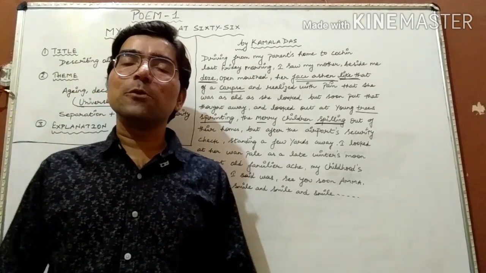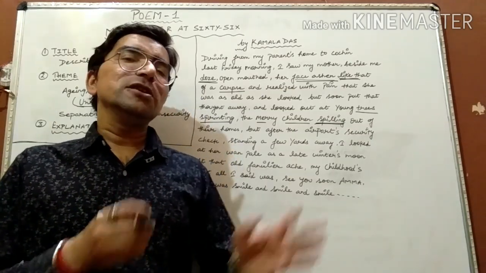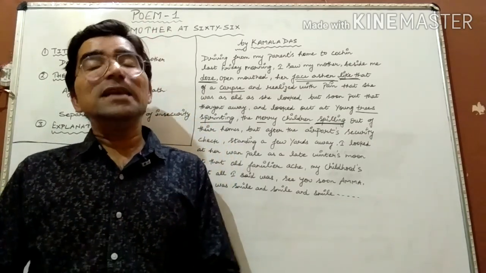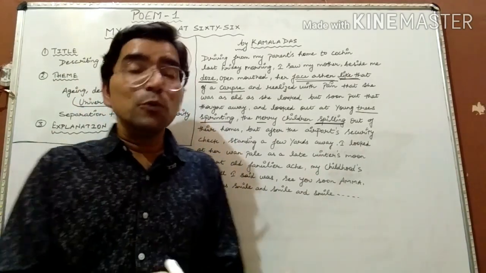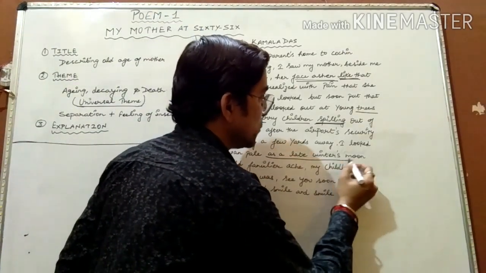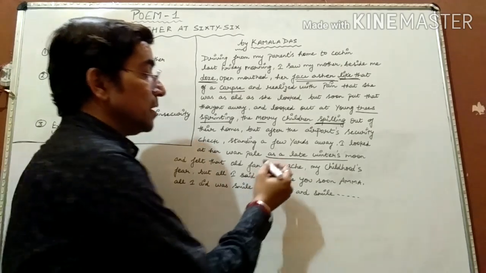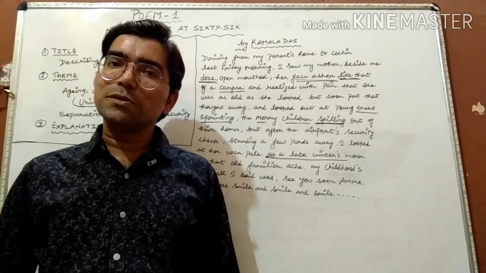So after reaching the airport, the poet once again looks at her mother's face. And what does she notice this time? She notices that her mother's face looks like a late winter's moon. Once again a comparison. And what poetic device has been used? Because the word "as" is used here, it means the poetic device simile has been used.